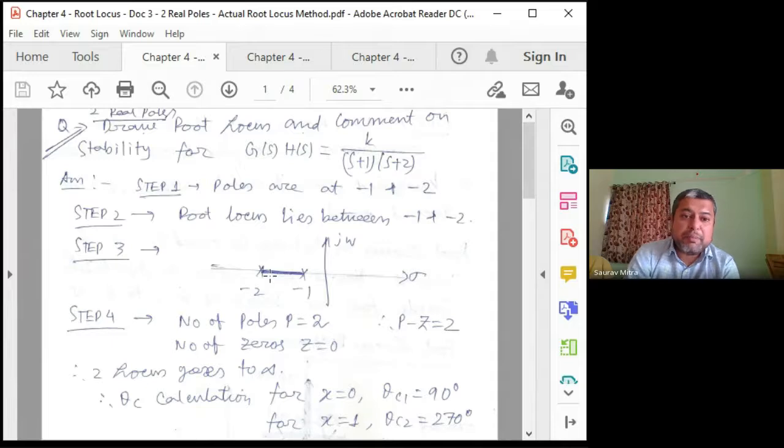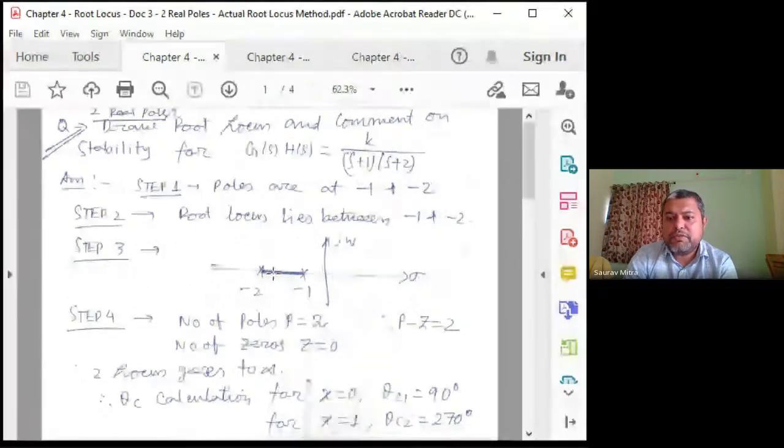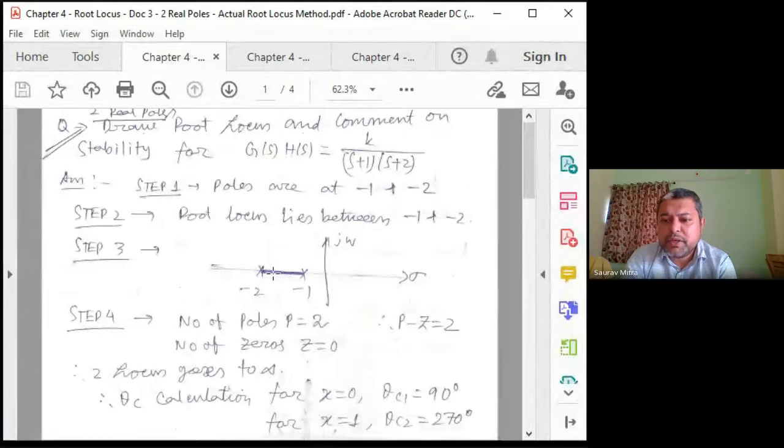So whenever you are applying this step 3, you have to consider all the real poles, complex poles, everything. In this numerical there is no complex pole, only real poles are there. So is -1.5, or any point in between -1 and -2, on the root locus?